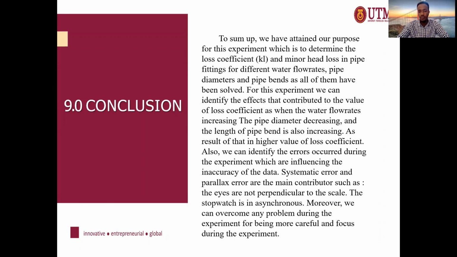Furthermore, we can identify the errors that occurred during the experiment, which influence the inaccuracy of data. Systematic error and parallax error are the main contributors. For instance, the eyes are not perpendicular to the scale, and the stopwatch is asynchronous. Moreover, we can overcome any problem during the experiment by being more careful and focused during the experiment. So that's all.